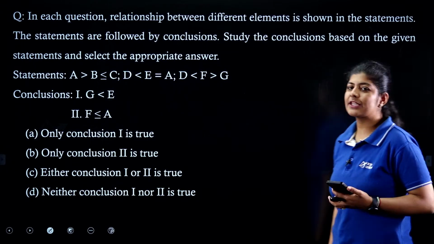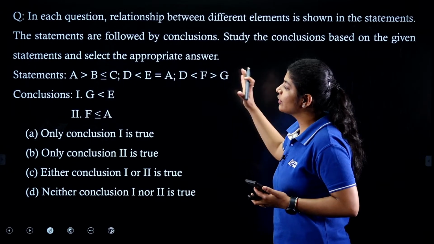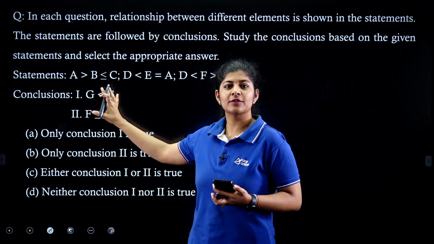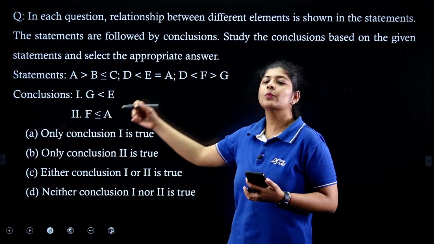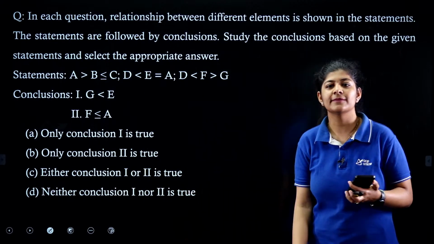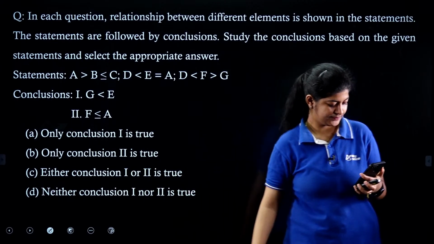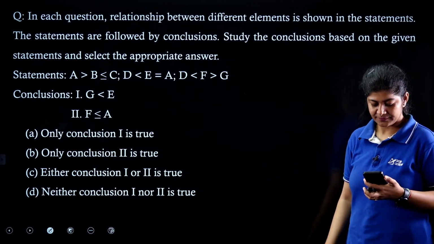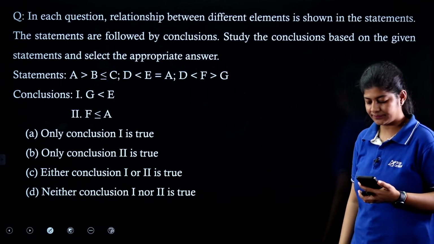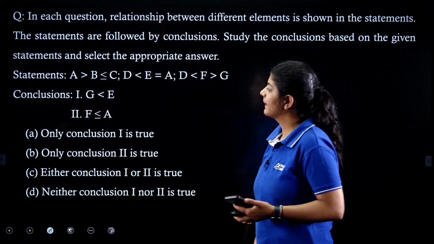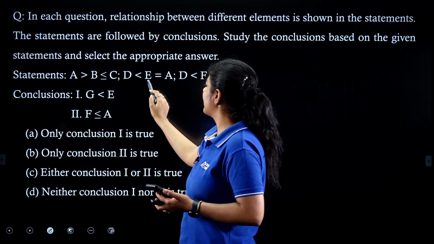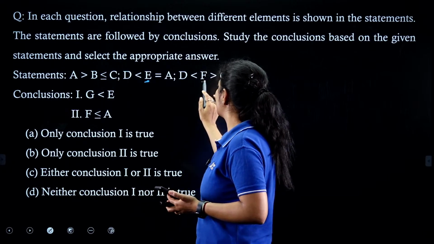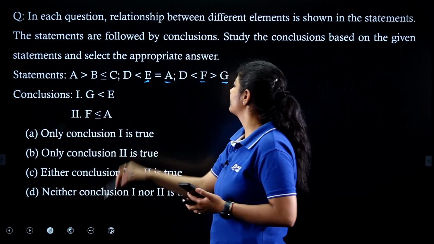Okay. Now let's move towards the next question and let's see what it is. In the next question as well, we are having statements, and on the basis of this, I need to check my conclusions, right? So just simply go through the statements and try to figure out which conclusion is true over here. Here we are having G, here we are having E, here we are having F, and here we are having A.